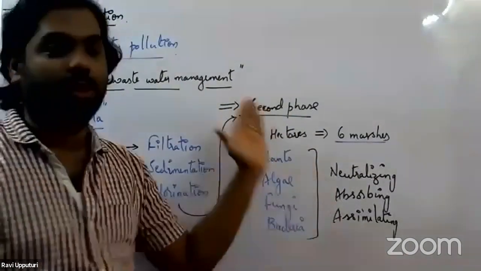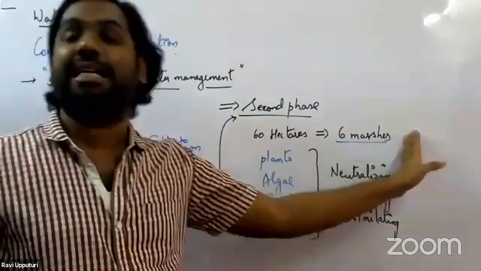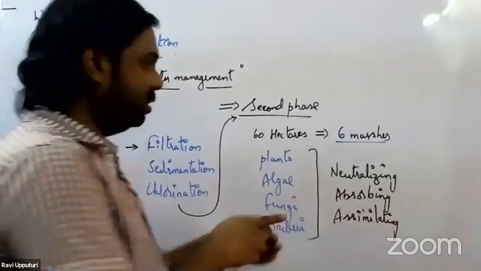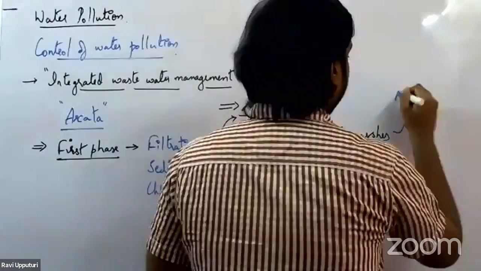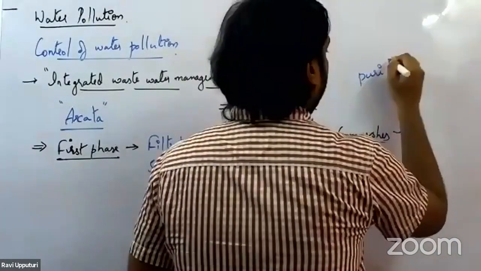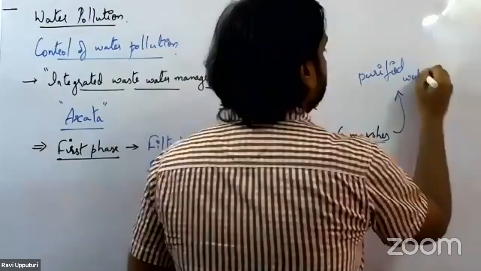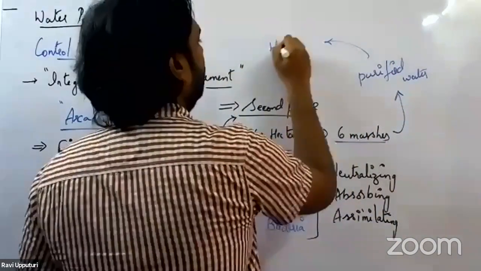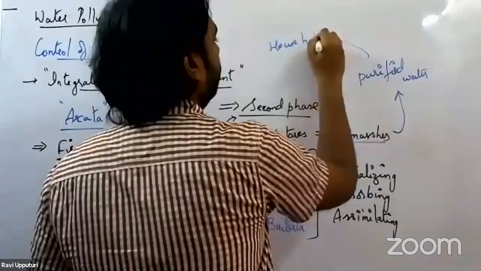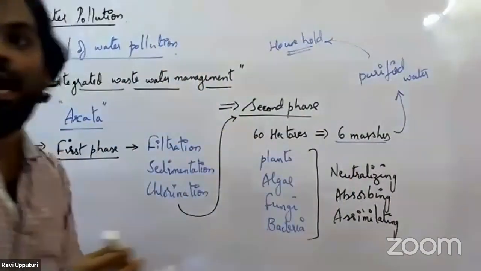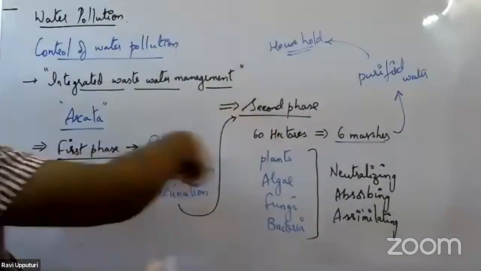So by the time the water came out of these six marshes, the water was said to be pure water, right? The water was said to be purified water. And this purified water was now again recycled to the household. It was recycled to the household.